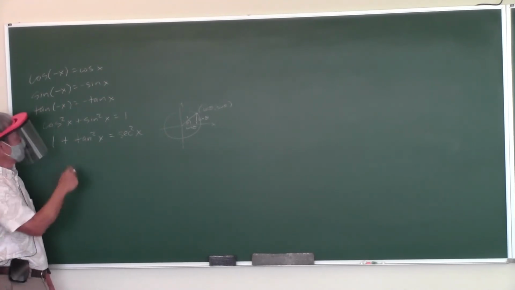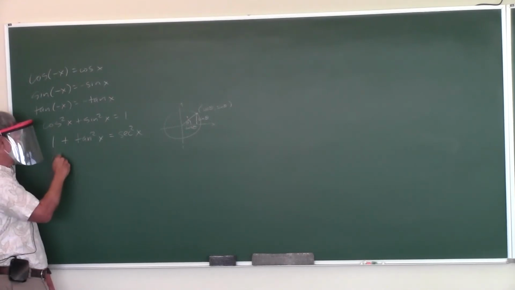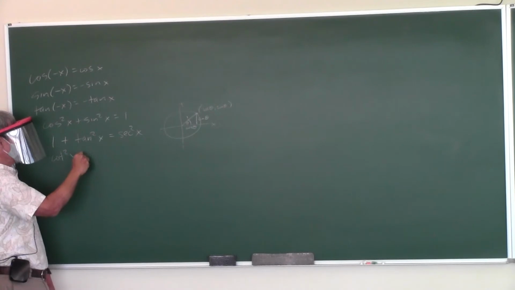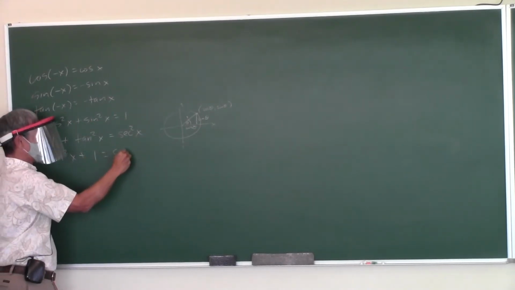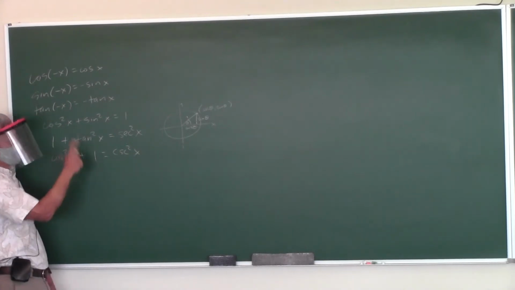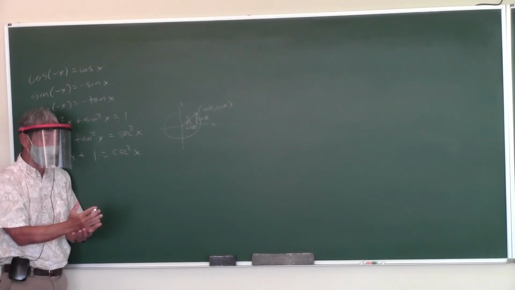To derive the other one, simply divide this one by sine squared. Divide each term by sine squared. So these are all the identities that you have to know up until now.